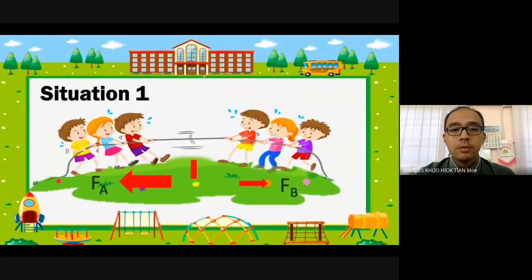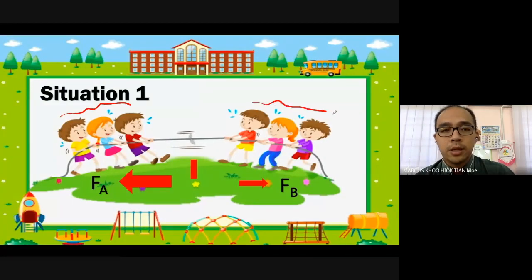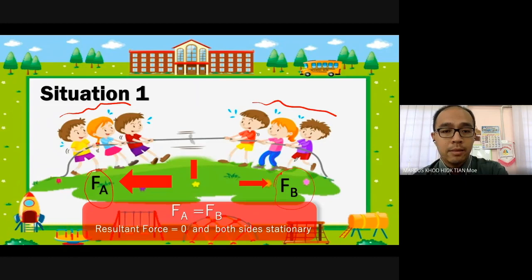Okay, so let's consider this situation. Look at these three people on the left, and these three people here on the right. If you notice this diagram, the people on the left are pulling with a bigger force than the people pulling on the right. Okay, so in this situation, we would say that, sorry, my mistake. The people on the left are pulling with the same force as the people on the right. So the resultant force is 0.